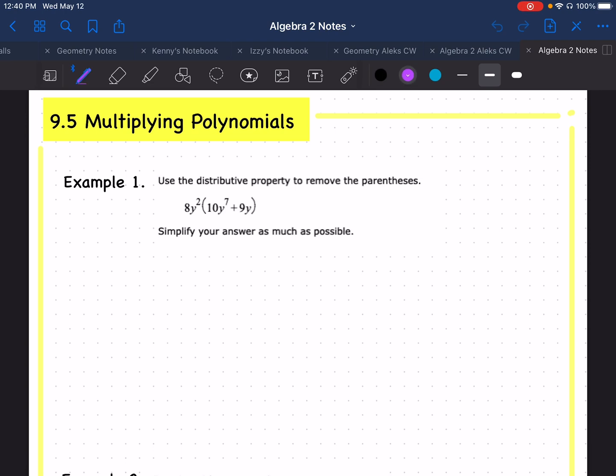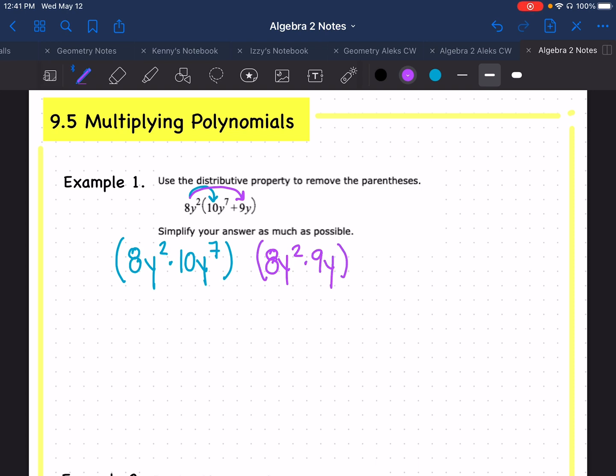So let's go ahead and take the expression that is outside of the parentheses, and let's distribute it to each one inside the parentheses. So I'm going to distribute it here and here. For the first one in blue, I'm going to do 8y squared times 10y to the 7th. So this was my first multiplication. And then for the next one, I'm going to do 8y squared times 9y.